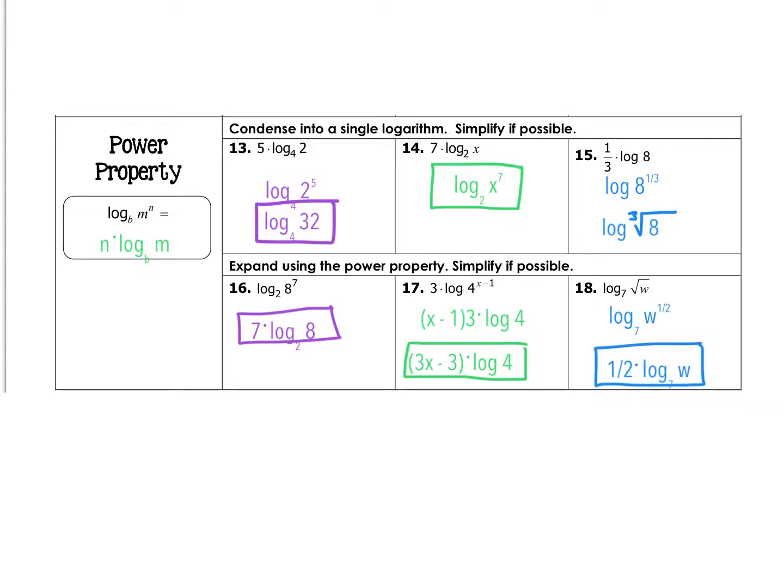All right, so for 17 and 18, 17 was a little tricky, but I wanted to see if you remembered your algebra skills. So I'm taking this whole value of x minus 1 and putting it out front. I put it in parentheses to represent that it meant one number. And if I'm multiplying that by the 3 that already exists out there, then I distribute my 3. And so I have 3x minus 3 as a value that's being multiplied by the log of 4. And for 18, you should have ended up with 1/2 log base 7 of w.